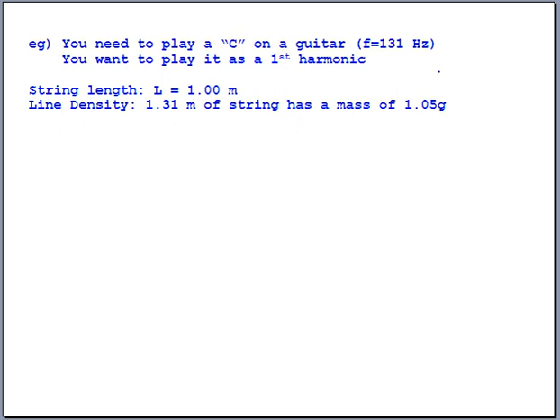Okay, we're going to see what kind of physics has to happen in order to get this to work. Right now I know the length of the part that I'm going to play. It's going to be 1 meter long. I don't know the velocity yet. Haven't calculated that linear density yet. We'll get there. And I really don't know how tight this string needs to be. Okay, but we do know the mass is 1.05 grams for 1.31 meters of it.